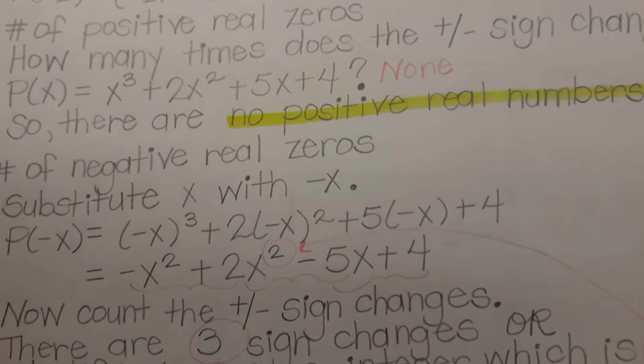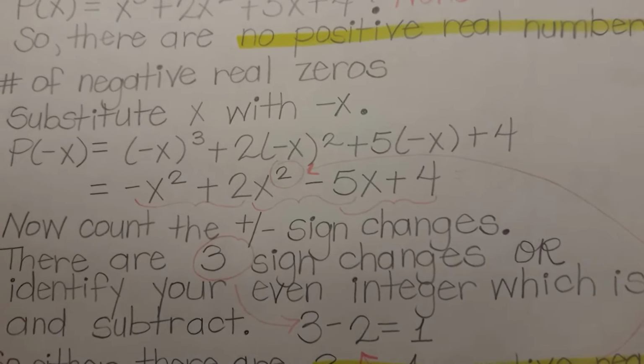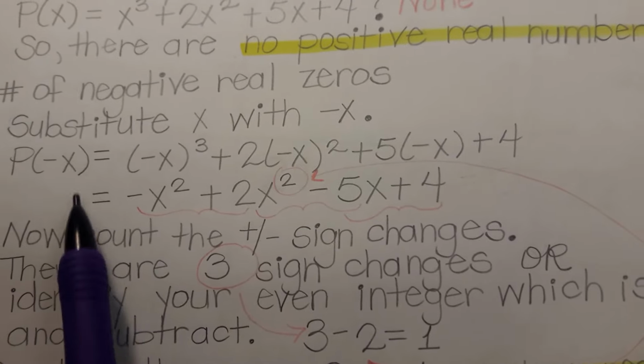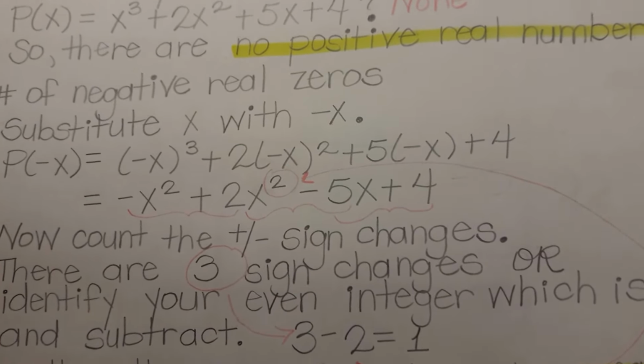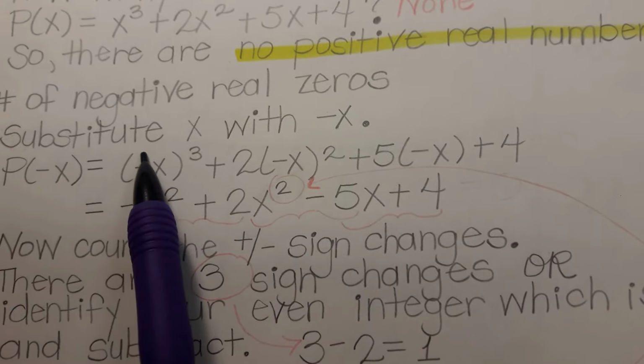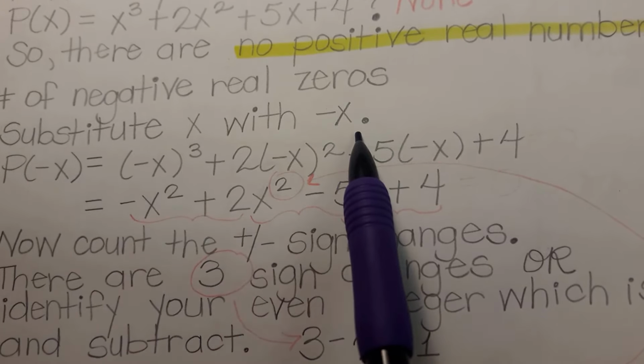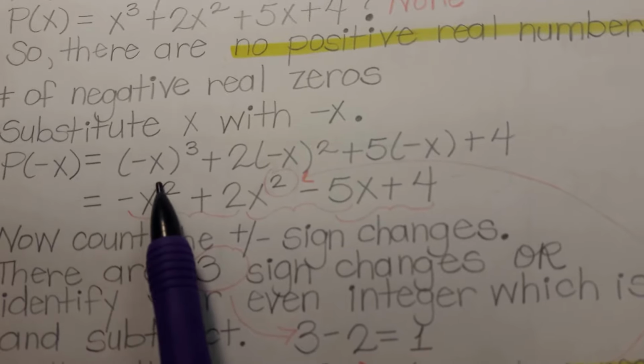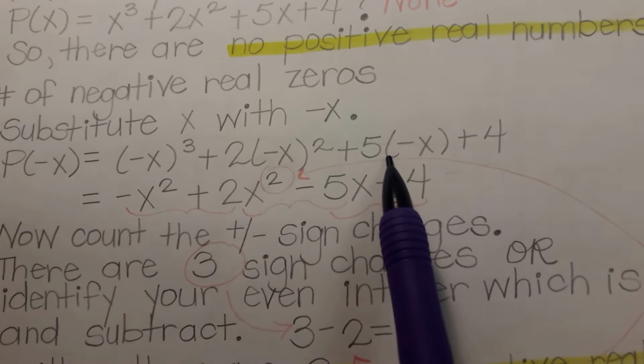Now let's check the negative real zeros. For my negative real zeros, I do have to do a little work for this one. I have to substitute x with negative x. So everywhere I saw an x, I'm plugging in negative x.